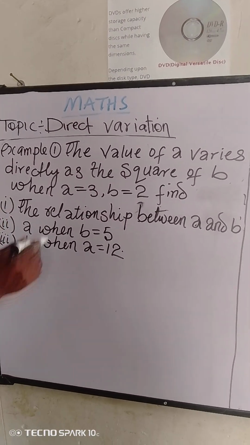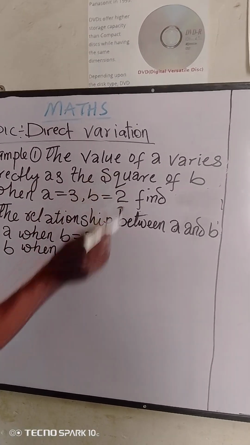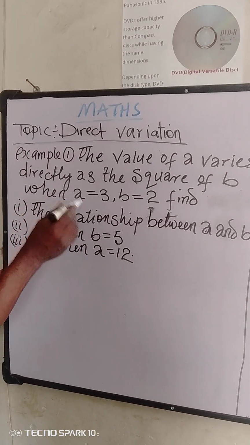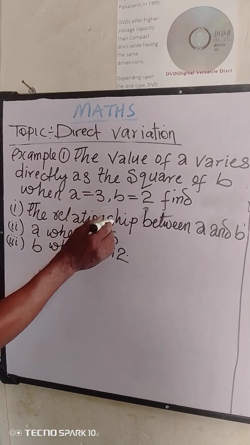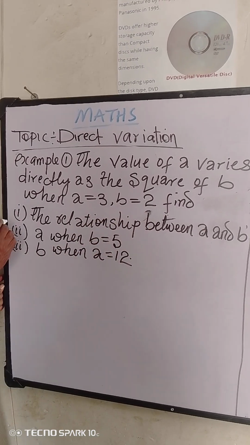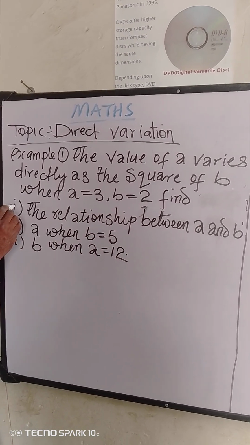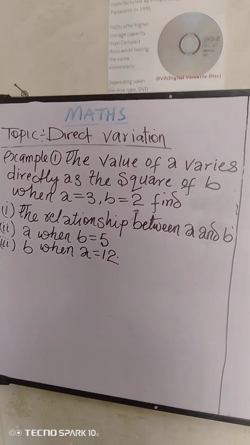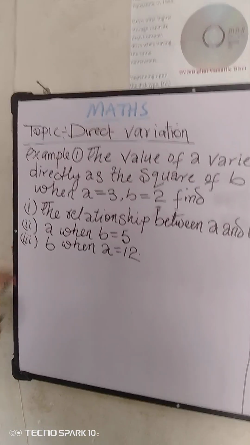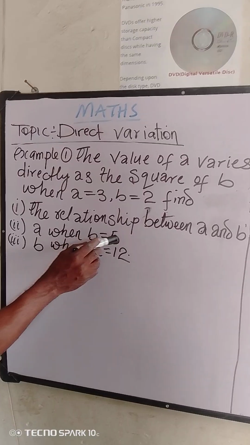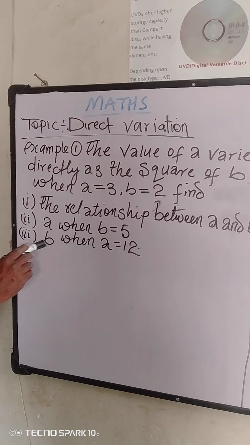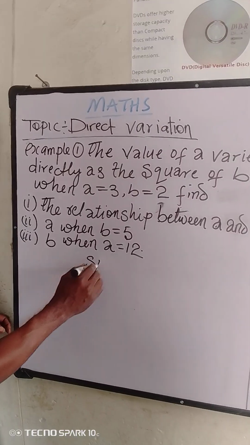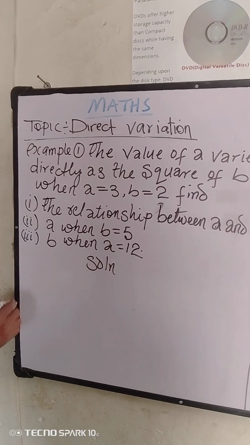For example 1, the value of A varies directly as the square of B. When A is equal to 3, B equals 2. Find I, the relationship between A and B. II, A when B is equal to 5. III, B when A is equal to 12. Solution to the above question.